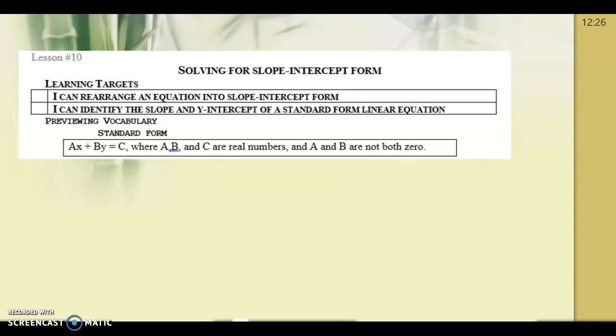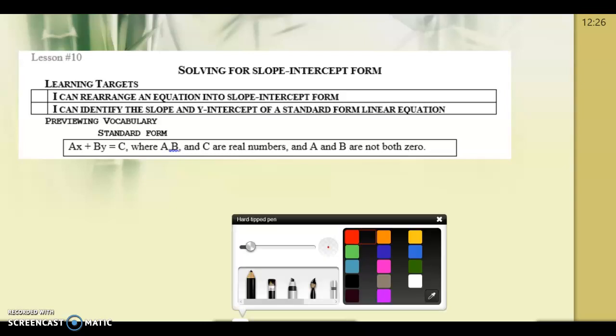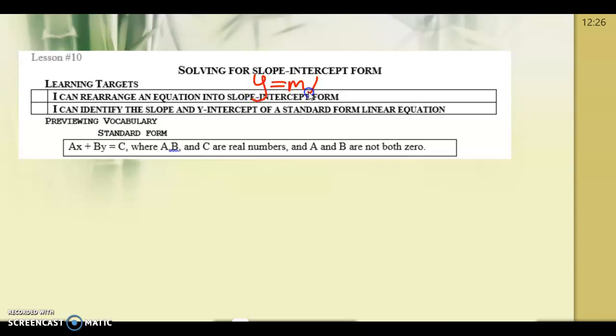Everyone, today we go over lesson number 10, which is solving for slope-intercept form. Our learning targets: be able to rearrange an equation into slope-intercept form and identify the slope and the y-intercept so that we can graph lines. Slope-intercept form is y equals mx plus b. That's what we're used to seeing our lines written in.